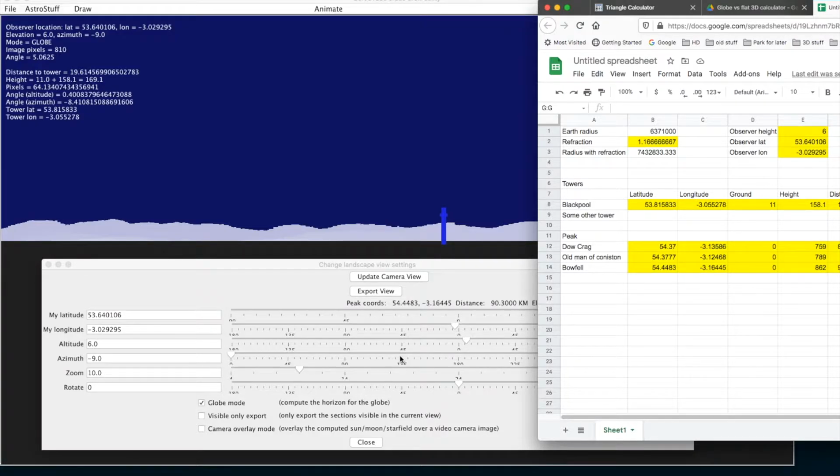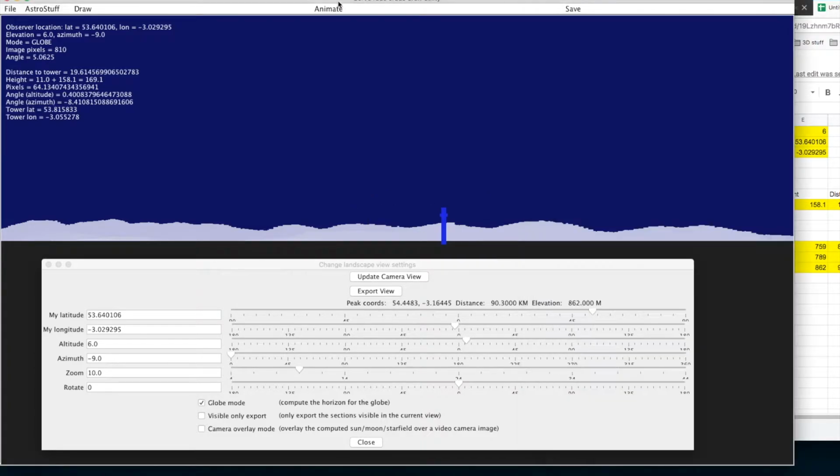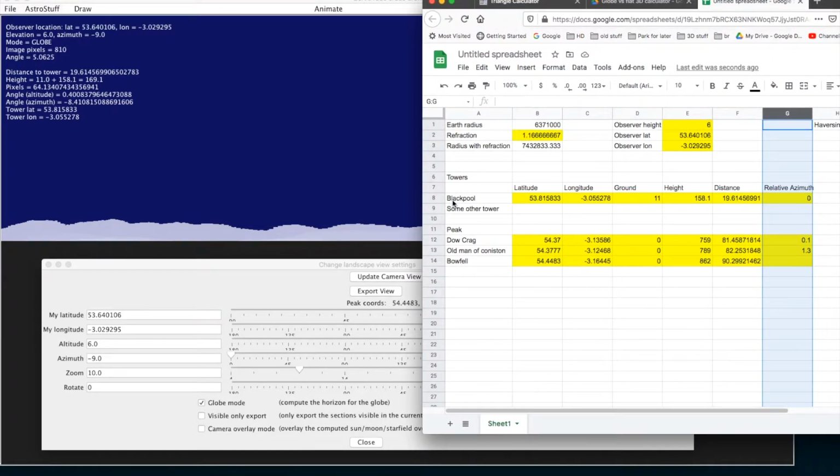The normal azimuth means that if you are facing due north, you're at an azimuth of 0. In this case, the relative azimuth would equate to the center of the image. So let's say this is azimuth 0. But in this case here, I'm focused on the Blackpool Tower. So I've indicated that the Blackpool Tower has a relative azimuth of 0.